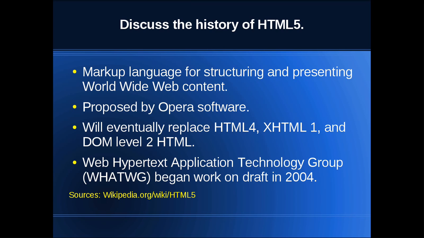The history of HTML5. HTML5 is a markup language for structuring and presenting World Wide Web content. It was proposed by Opera Software, the famous makers of the Opera web browser. HTML5 will eventually replace HTML4, XHTML1, and DOM Level 2 HTML. The Web Hypertext Application Technology Group, abbreviated WHATWG, began working on the draft of HTML5 back in 2004. The source for this is wikipedia.org/wiki/HTML5.